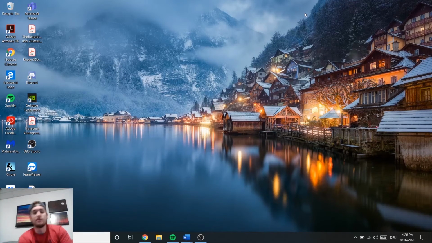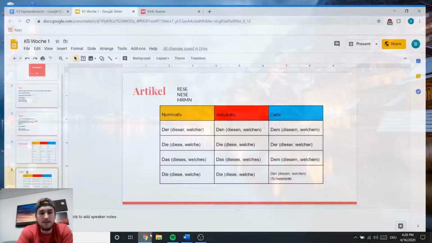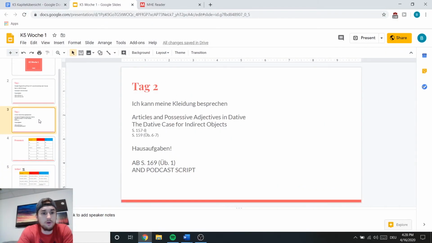Heute lernen wir Dativ, ja, also wir lernen Dativ. Wir haben gestern Dativ gesehen, aber wir werden heute Dativ weiter besprechen, ja. Also ganz kurz, was wir gestern gesehen haben, das war die Personalpronomen. Ganz kurz, wir gucken erstmal unser Tag an.